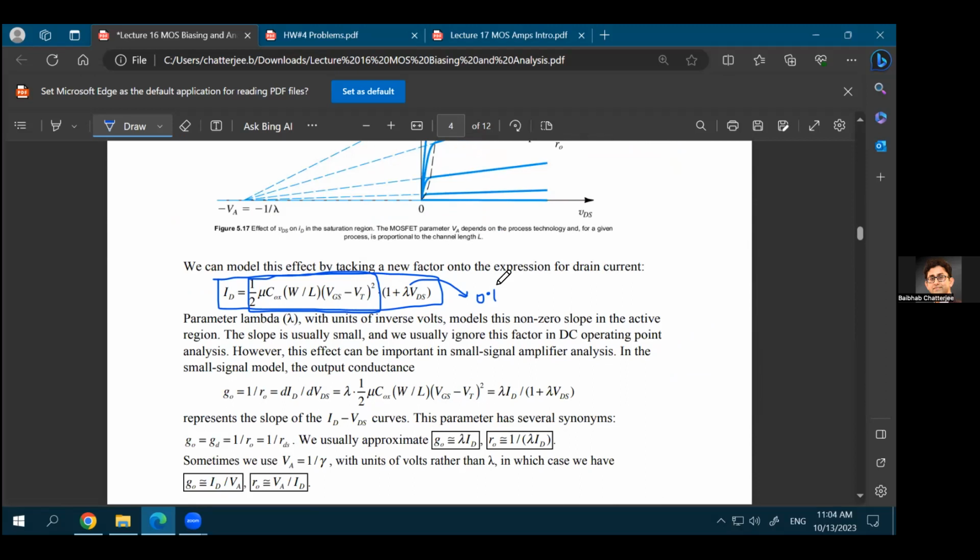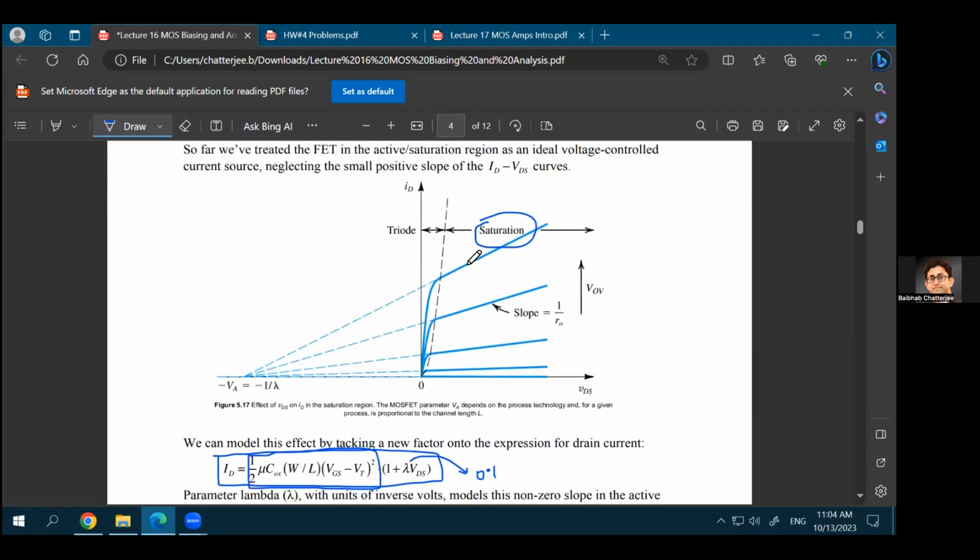So even if you change your VDS by 1 volt, lambda times 1 volt will be only 0.1, right? So this will be 1 plus 0.1. So we'll have only a 10% increase in the current, even though you're increasing your VDS by 1 volt, something like that. But what that means is that your exact plot of ID versus VDS would look more like this. Even in saturation, you'll have some kind of a slope. And that slope will in fact be 1 upon the output resistance.